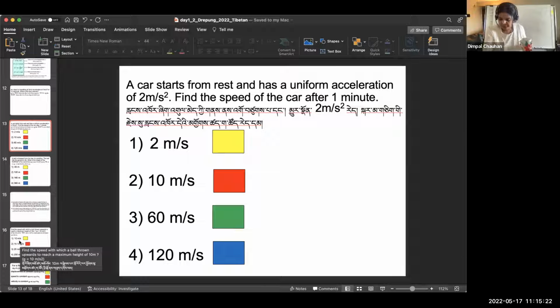Yes, 120, because it's a minute, we have to convert it to seconds. Because it's given in minutes, we have to convert it to seconds. One minute is 60 seconds, we have to convert it to seconds.